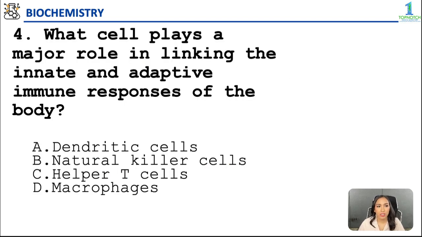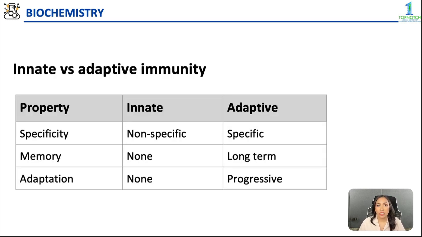Okay, 4. What cell plays a major role in linking the innate and adaptive immune responses of the body? So the correct answer is dendritic cells. Dendritic cells connect the innate and adaptive immune responses of the body. Let's look at this table differentiating innate versus adaptive immunity. So when it comes to specificity, innate is non-specific and adaptive is specific. And then when it comes to memory, innate has no memory while adaptive has long-term memory.